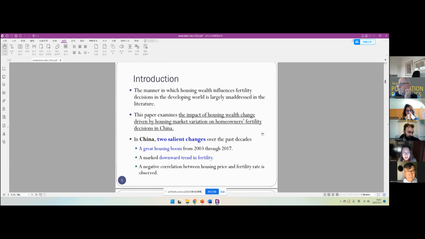However, the manner in which housing wealth influences fertility decisions in the developing world is largely unaddressed in the literature. Theoretically, the relative importance of the positive wealth effect and the negative cost effect of housing price increases may be different in developing countries. So this study tried to examine the impact of housing wealth change driven by housing market variation on homeowners' fertility in China.